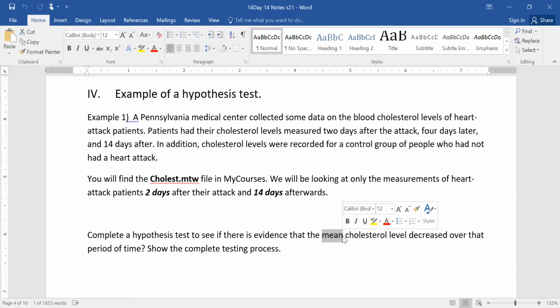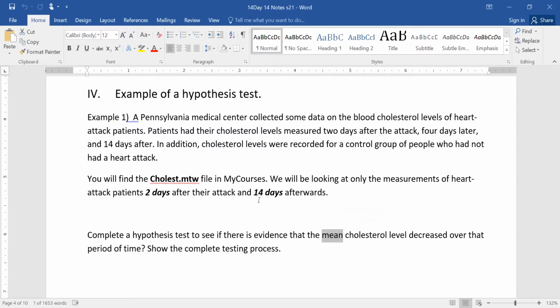So here I think I have the test, but I really wanted to look at the CI for this. But we're going to look at if there's a difference where it's decreased. So I want to know if day 2 is larger than day 14. So for a CI, that would mean that I would have an entirely positive CI if group 1 was 2 day and group 2 was 14 day, right? So I just kind of think ahead, that's what I'm looking for.